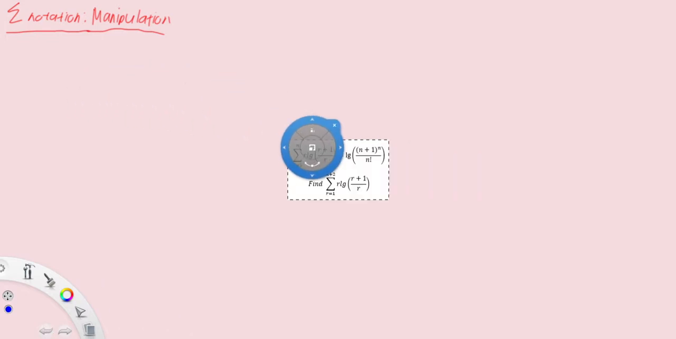Hey everyone, continuing with our sigma notation, we'll be talking about manipulation. Basically, how do we manipulate a sigma notation when given the sum? And also, how do we manipulate a sigma notation where the formula is very similar to the formula that is given? Alright, what do I mean? Now, let's just look at the first example.